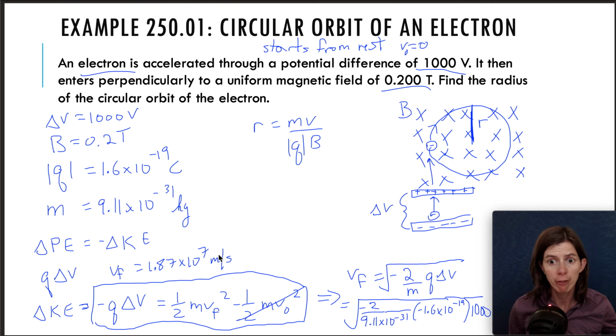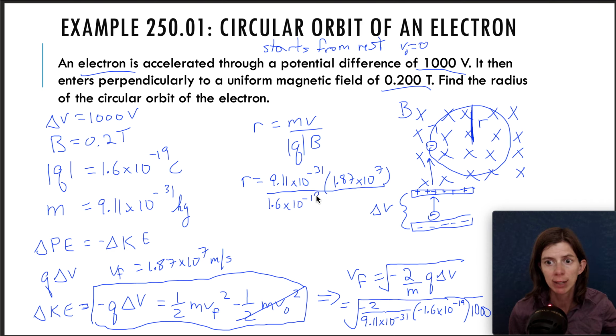Now that we have the speed, the v final, which is the speed at which it enters the magnetic field, we can plug these values into this equation to get our radius. Our mass is 9.11 times 10 to the negative 31. Our v is 1.87 times 10 to the 7. Our charge, we just need the absolute value, 1.6 times 10 to the negative 19. And then our field is 0.2. Hopefully that didn't get too crowded over here. And that gives us a radius of 5.33 times 10 to the negative 4 meters. So that's our final answer.